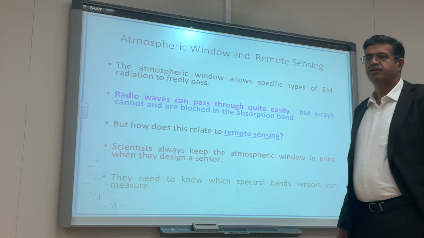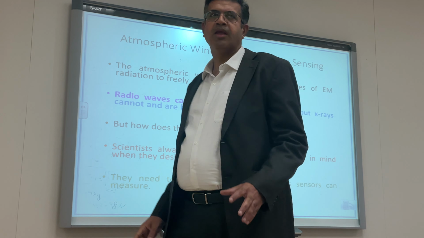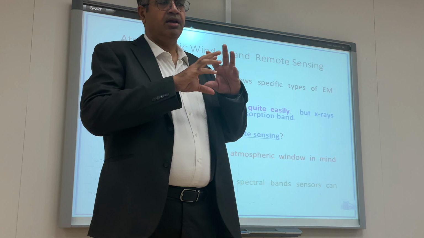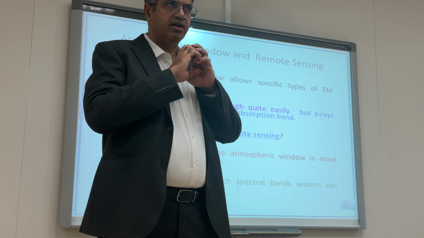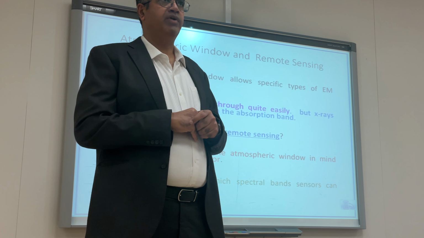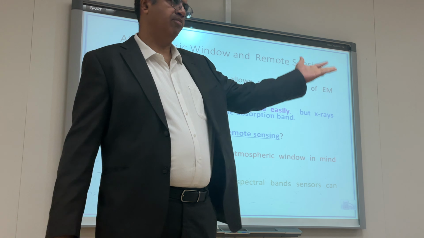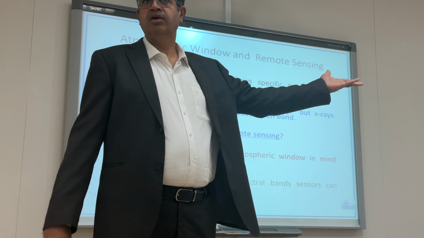So suppose there is a scientist. You can design any sensor which can detect any type of electromagnetic radiation. For example, we go to the hospital, we use X-rays there.